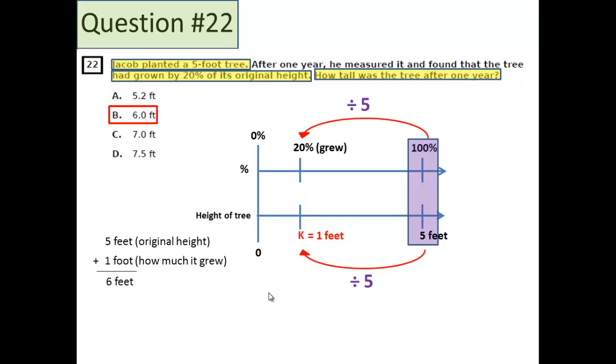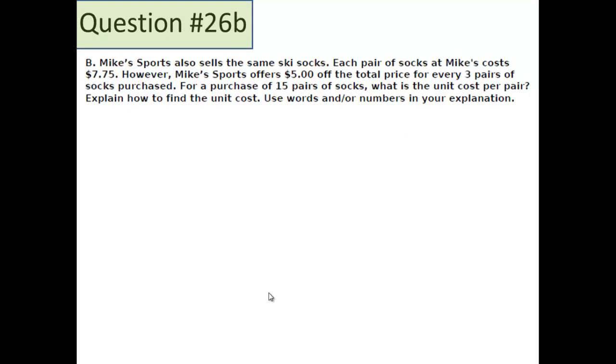And then finally, the most gotten wrong question, 26, part B. All right, here we go. Mike's Sports also sells the same ski socks. Each pair of socks at Mike's costs $7.75. However, Mike's Sports offers $5 off the total price for every 3 pairs of socks purchased. For a purchase of 15 pairs of socks, what is the unit cost per pair? Explain how to find the unit cost. Use words and/or numbers in your explanation.